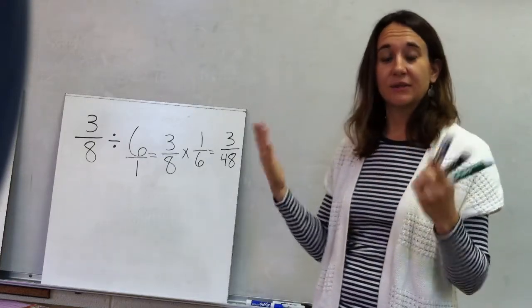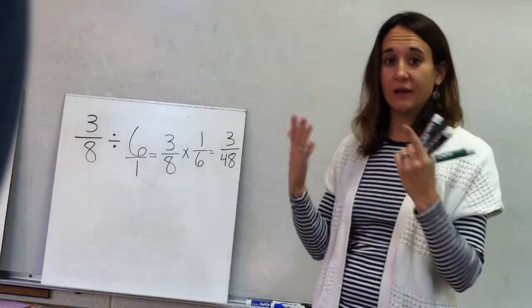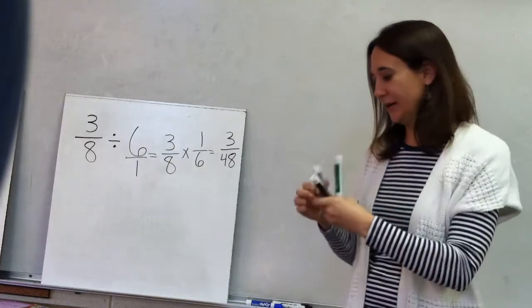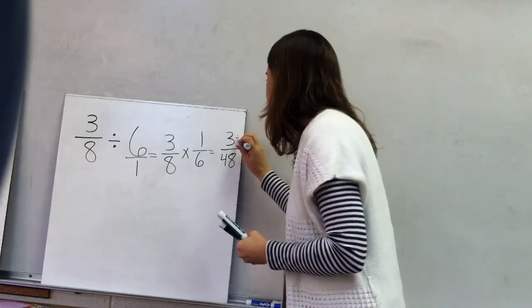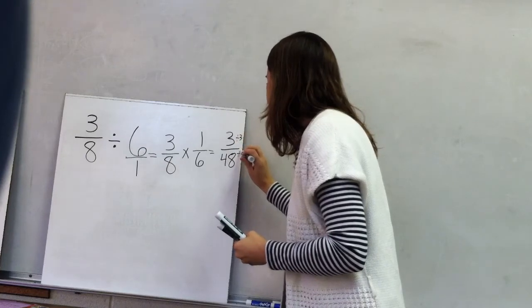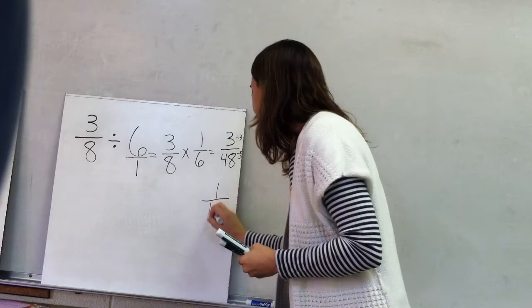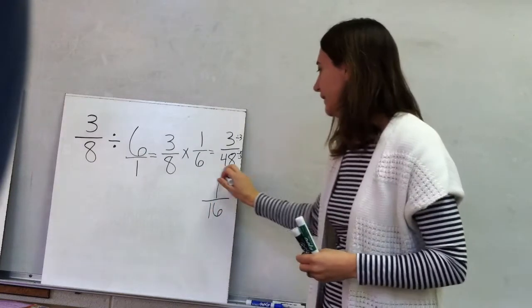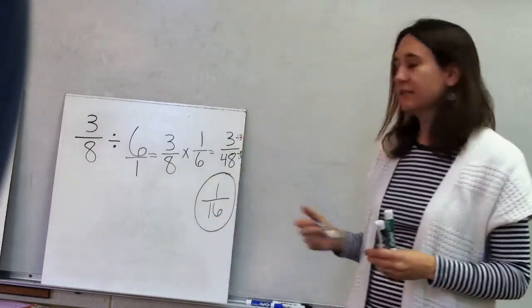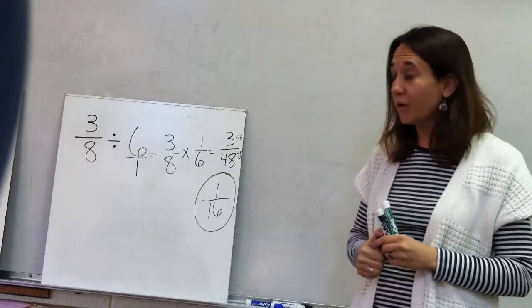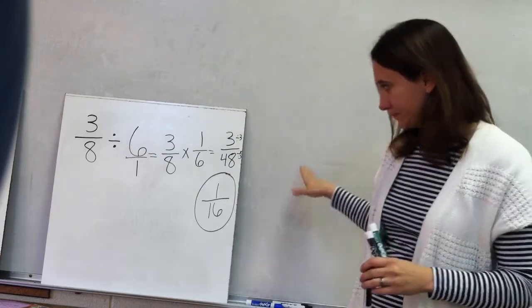And 10 times 3 is 30, so we already had that 10. Plus 6 more is 16. So if we divide both by 3, we're going to end up with 1 over 16. And that's our answer in simplest form. It's still 3/48, but in simplest form, it's 1/16.